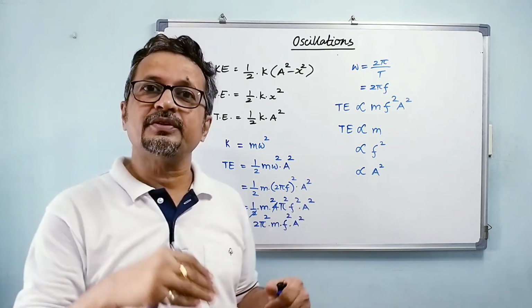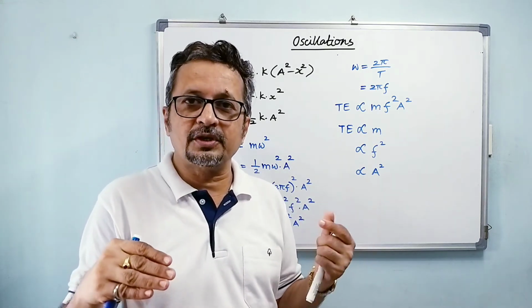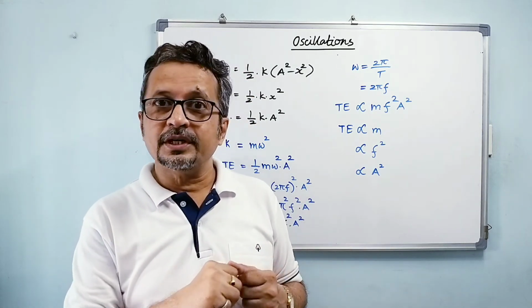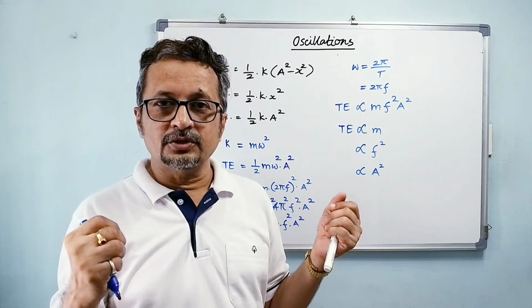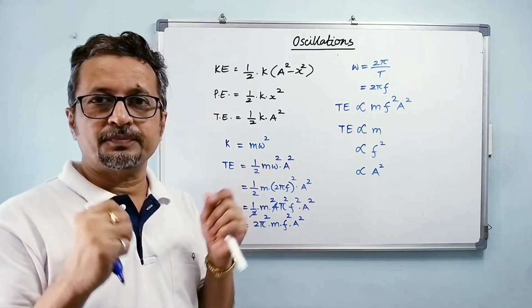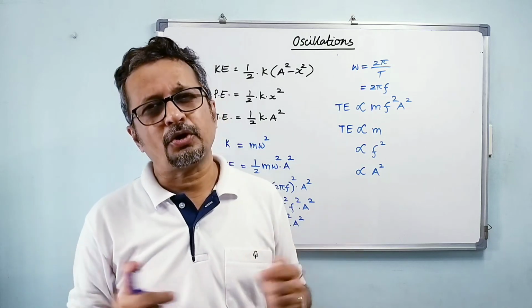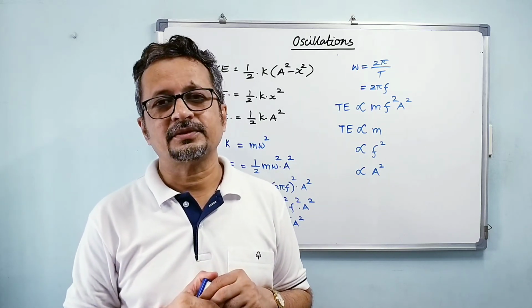If you half the frequency, total energy will become 1/4. If you half the amplitude, it becomes 1/4. Correct? So these are the things that you need to understand. In the next video, we are going to talk more about combination of SHMs. Thank you so much.